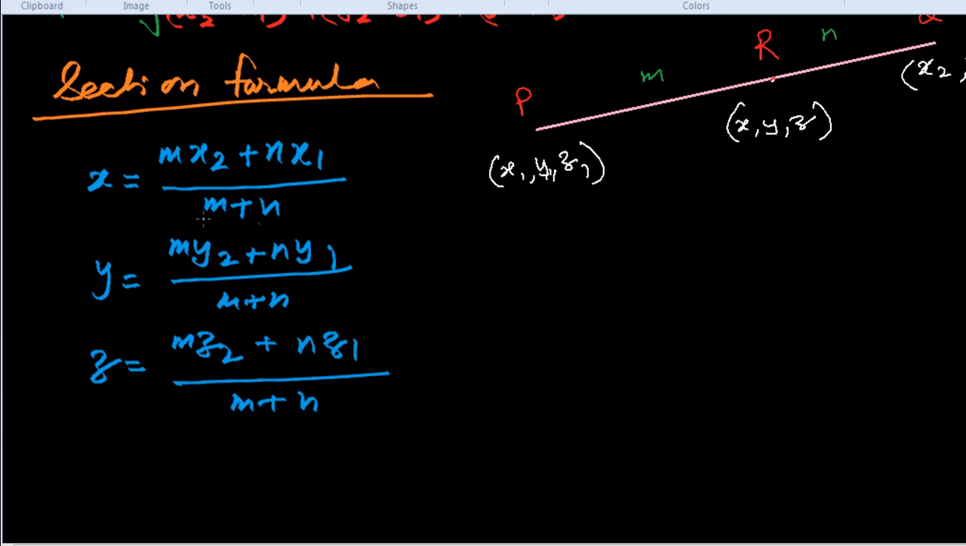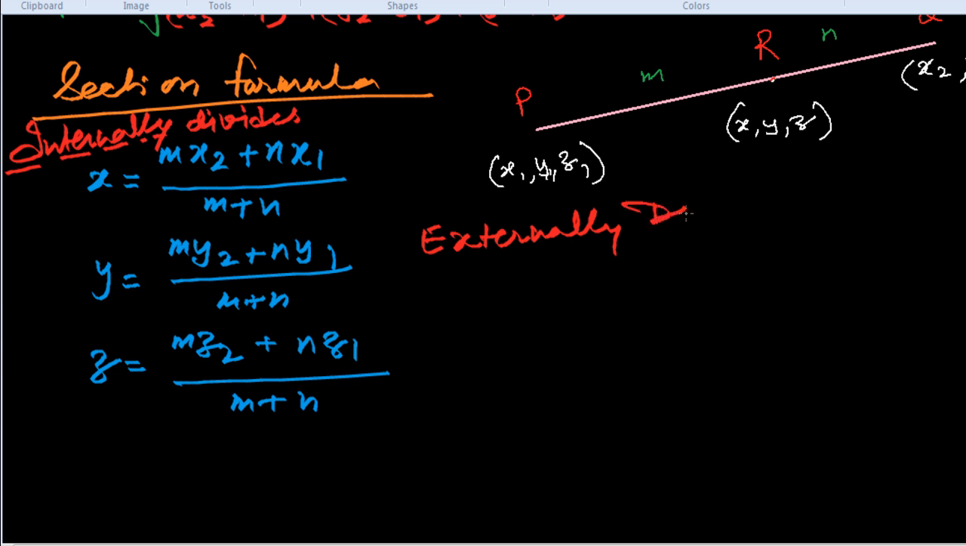So this is the internal division, the internal form of the section formula. So I put here the name internally divides. Now we see externally divides. If it externally divides, we get x is equal to m x2 minus n x1 over m minus n.